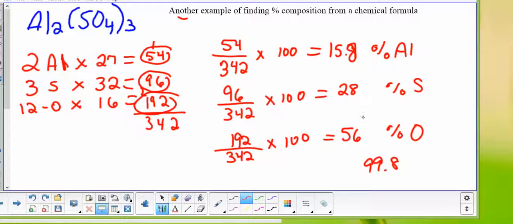So I know this is a good way to check it. It should be really close to 100, especially if you've kept your digits. That's how you do percent composition from a formula.